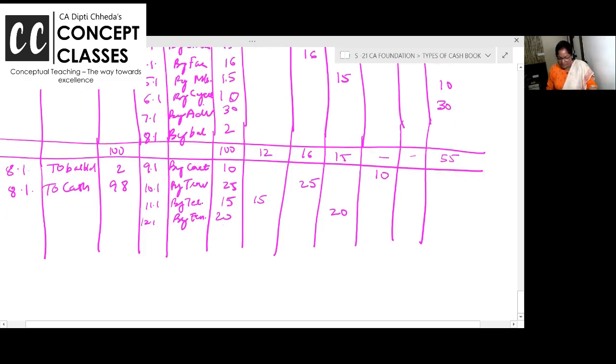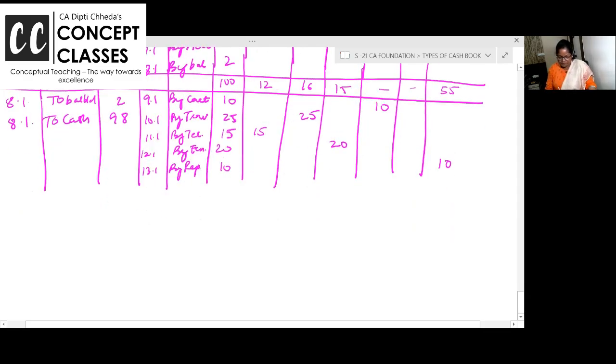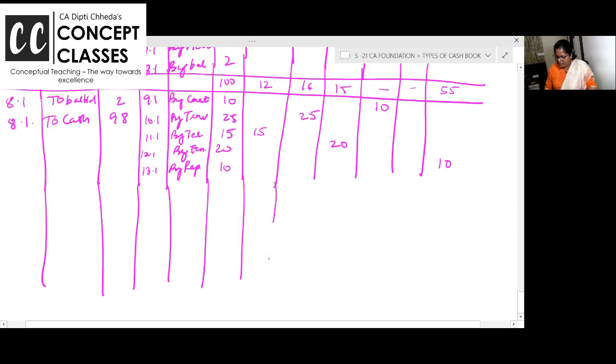13th of January, repairing of cycle. Repairing of cycle will go in the miscellaneous expenditure. Last. Repairing of cycle, 10 rupees I've spent in total and take it there.